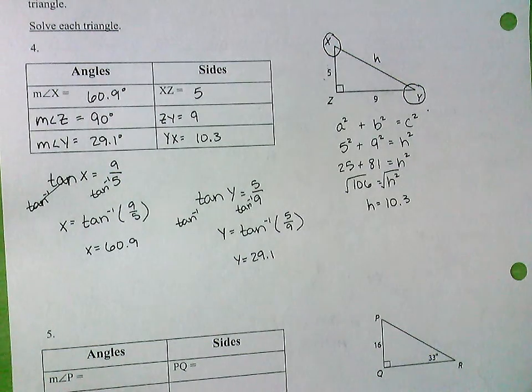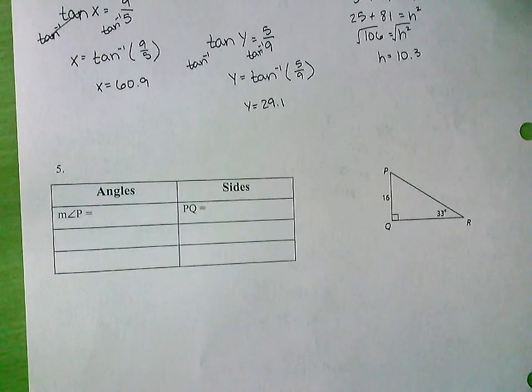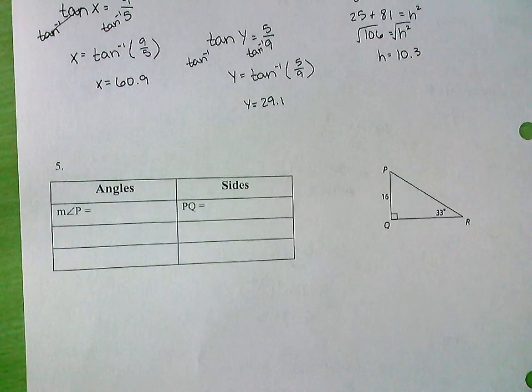Okay, questions on how I solved this right triangle number 4? All right, I want you guys to try number 5. Okay, so fill in your table with what you already know. Okay, and then find that other angle and the other 2 sides. Okay, so this one you can't use the Pythagorean theorem until you find another side.